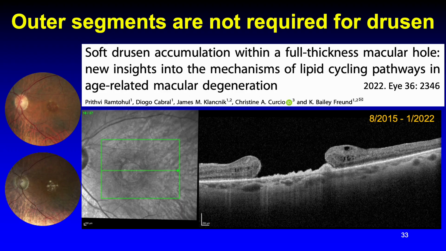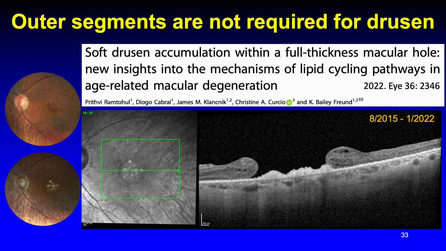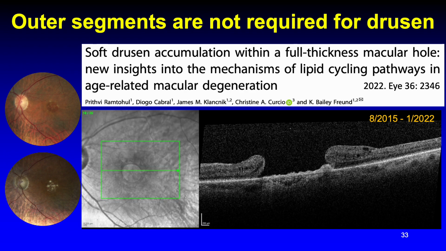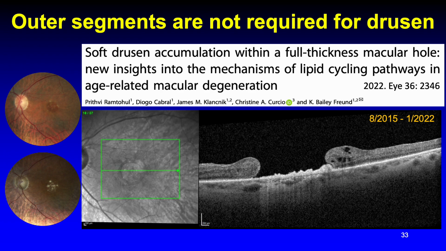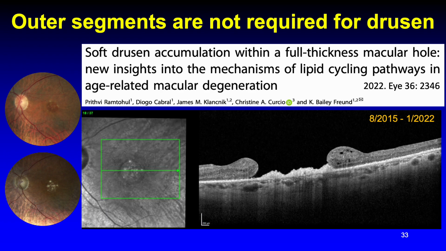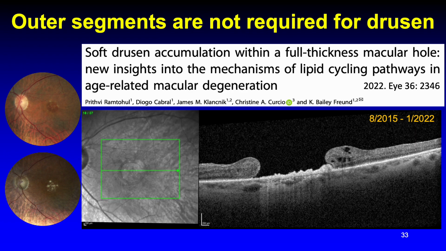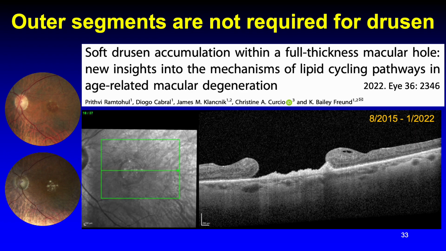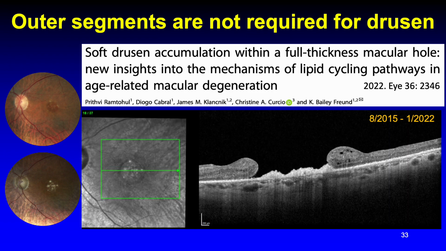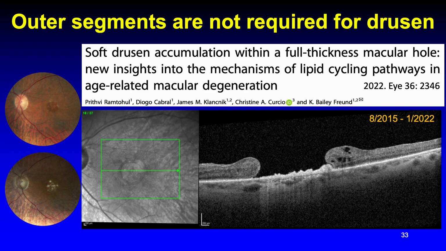This case report shows dramatically that outer segments, or even the whole retina, are not required for drusen formation. Over 7 years, this patient with a macular hole, that gap in the retina, also had drusen forming and reforming in the gap. So it is possible that the RPE is taking up material from plasma, even without signaling from the retina.